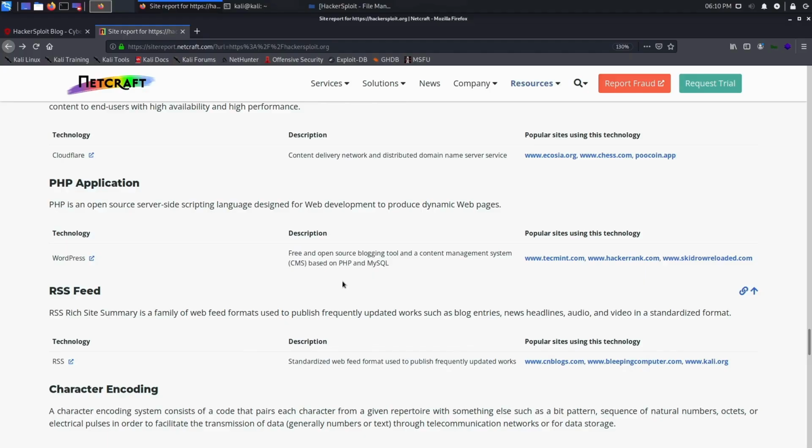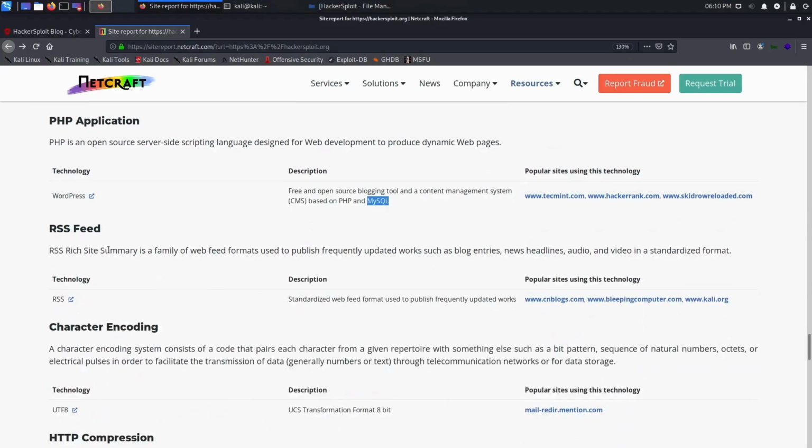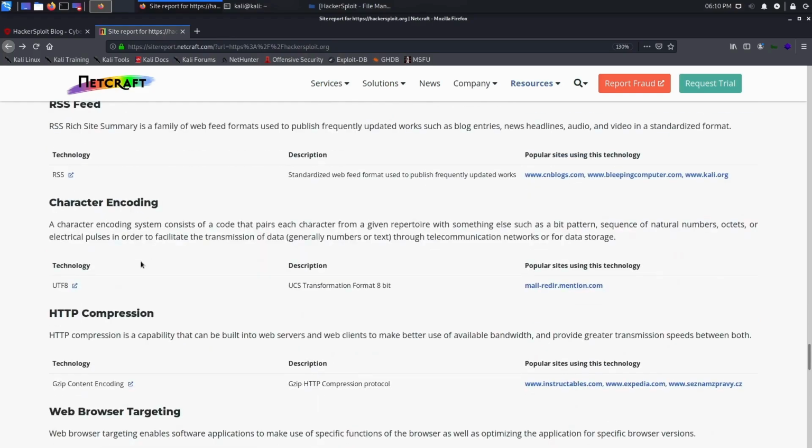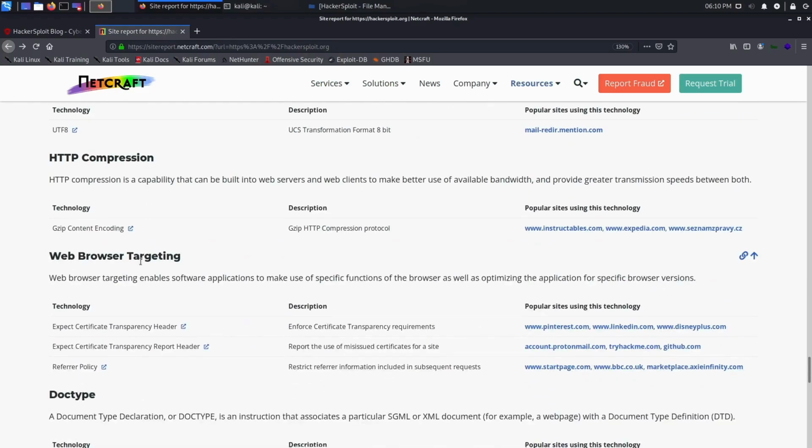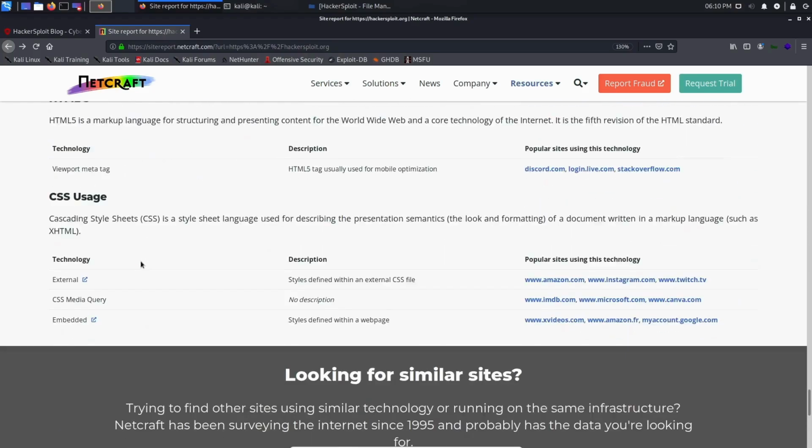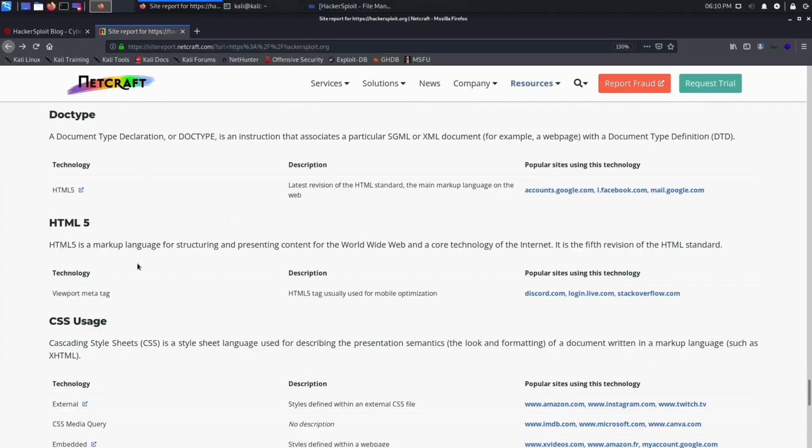Now, whether this database is being run or being hosted on another server is a different question, but we know it's either going to be MySQL or MariaDB. We can see that RSS is also enabled, which is also very interesting. And then, of course, let's see the other important information here. There we are, HTML5. So you can see that in this case, HTML5 is indeed being used for mobile optimization.